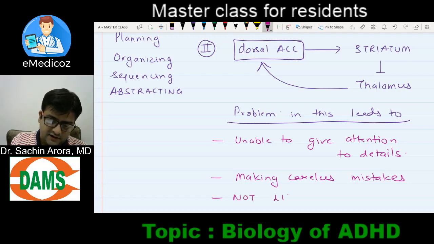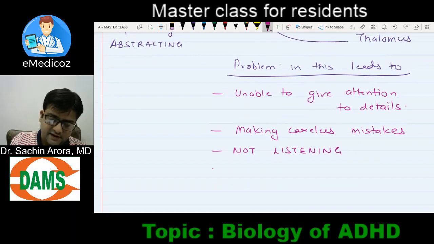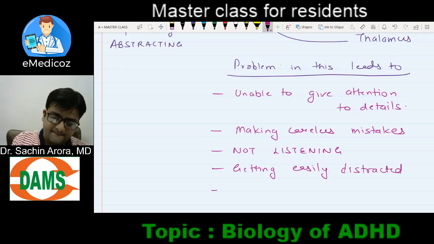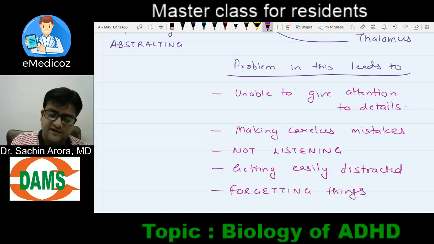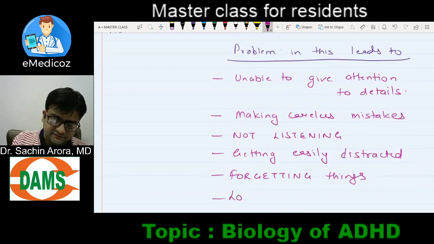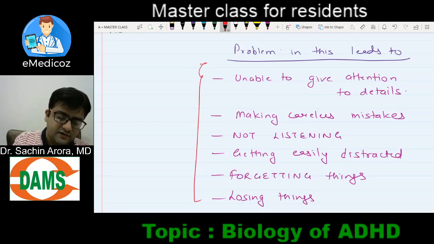Not listening, getting easily distracted, forgetting things, and very important, losing things. All these symptoms are related to inattention only.